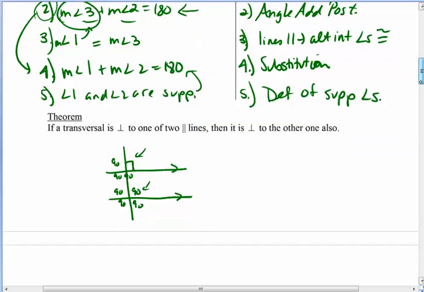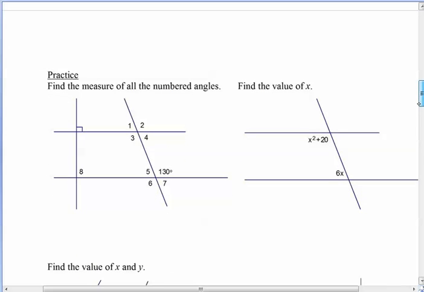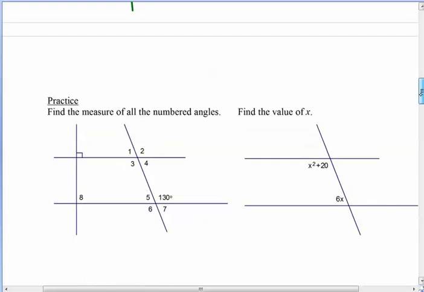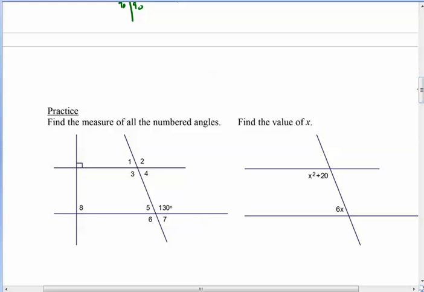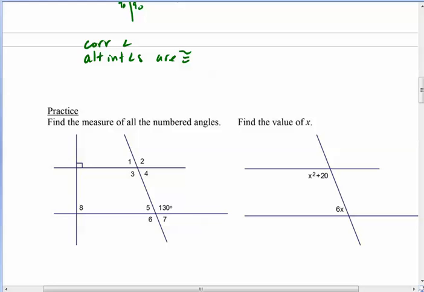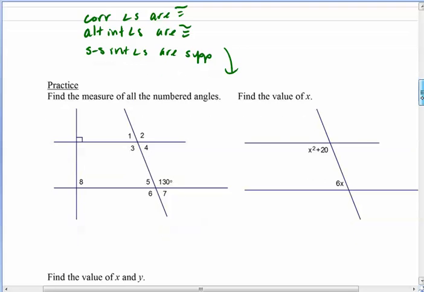At this point, what I'd like you to do is work on these practice problems, utilizing your new relationships. Your new relationships being the following. We know alternate interior angles are congruent. We first learned about corresponding angles. Corresponding angles are congruent. And then finally, we also learned that same side interior angles are not congruent but supplementary. That's going to feed into all of these questions down here.